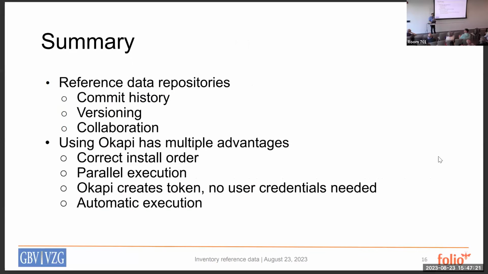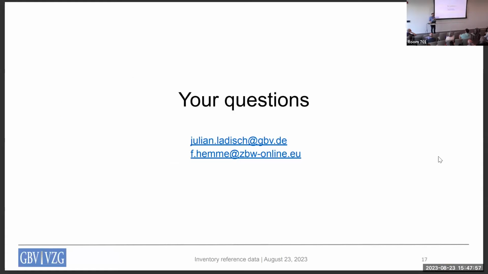Yeah, that runs then. And in summary, we have the two repositories with the data, with the commit history that can be used for collaboration so that everyone can provide updates to the data and to the scripts. And using Okapi features makes it work fast, in the correct order, with parallel execution, no need for credentials, and automatic execution. So that's our idea, and I hope to complete this soon. Thank you, and now to questions.